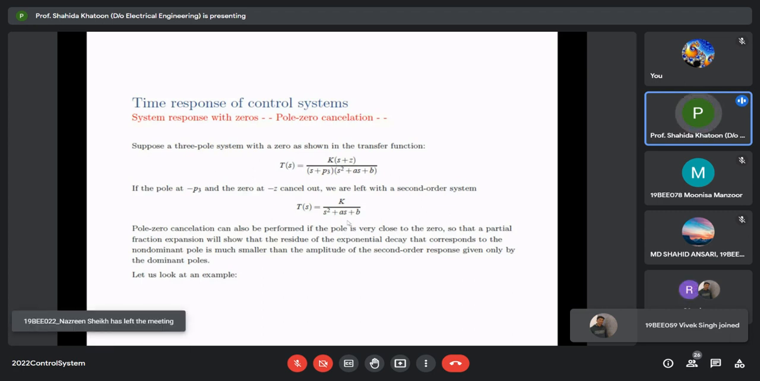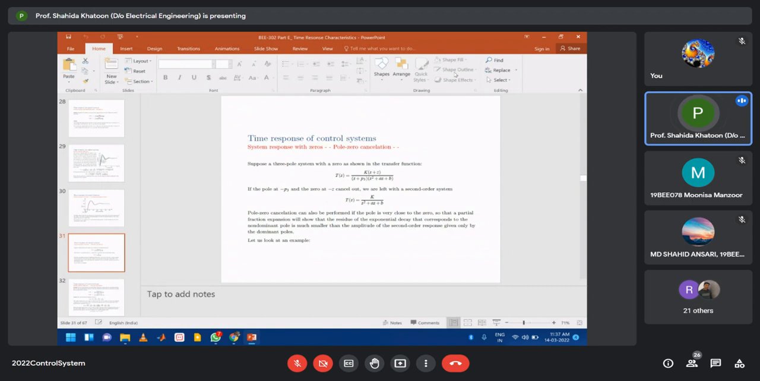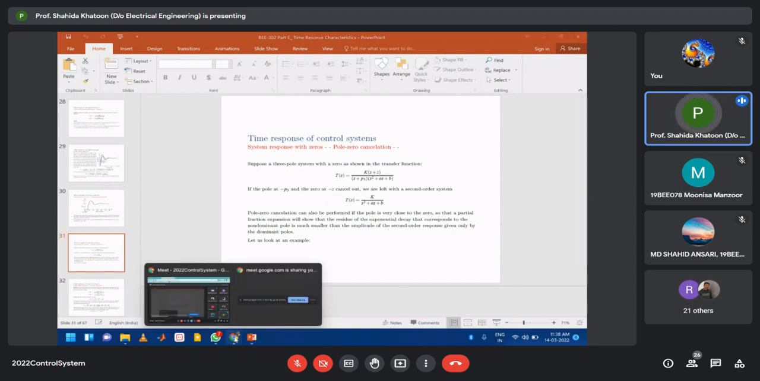So let us take another example. You can write it down. I'm giving you some time. So this is how we deal with a system in which poles and zeros cancel out each other. All right. So please note it down.